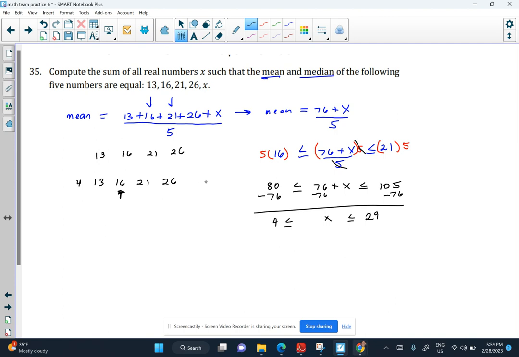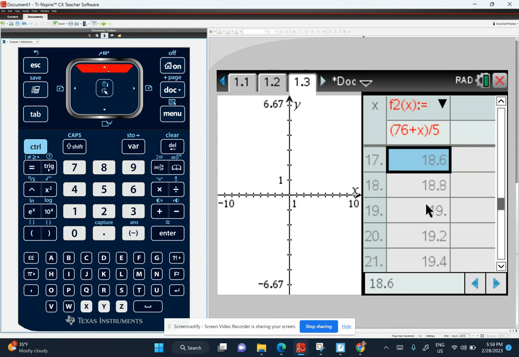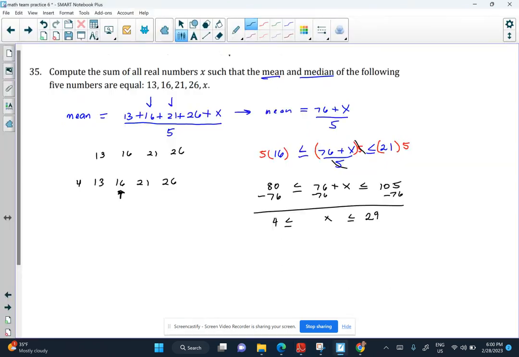And again, if you look at the calculator and I scroll back up to 4, this is a little bit of a pain in the neck, I'm sorry if it's taking a long time. We see that the mean is 16, yeah? So that's one solution. So 4 is one possible answer. I'm going to write that down as a possible answer. Okay, so that worked. The next one was 9.